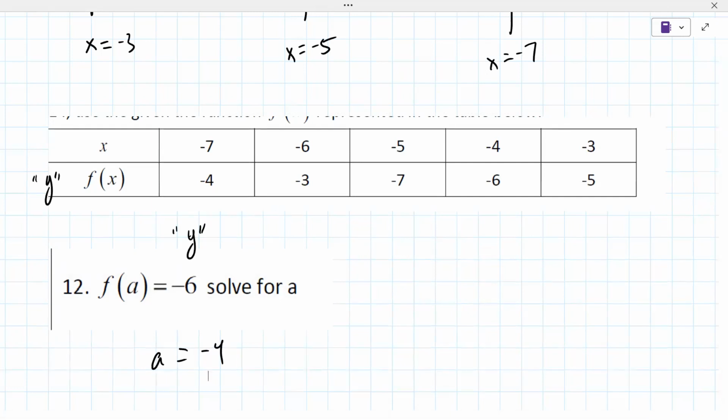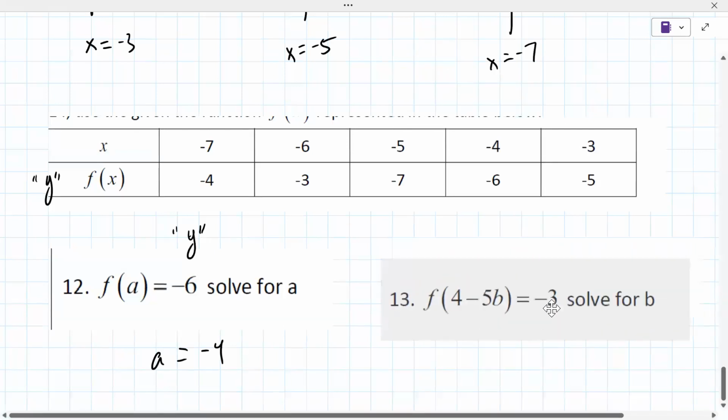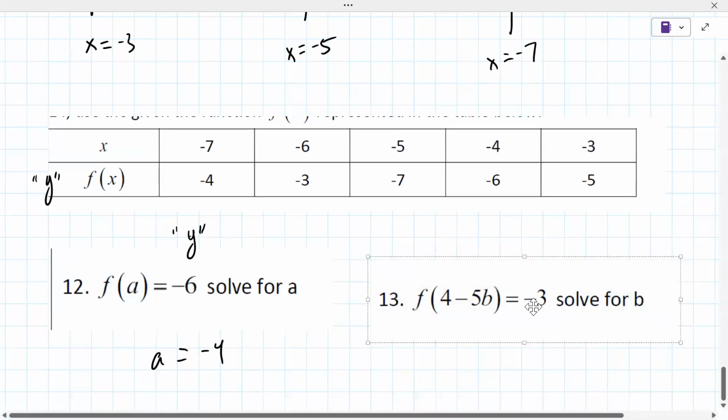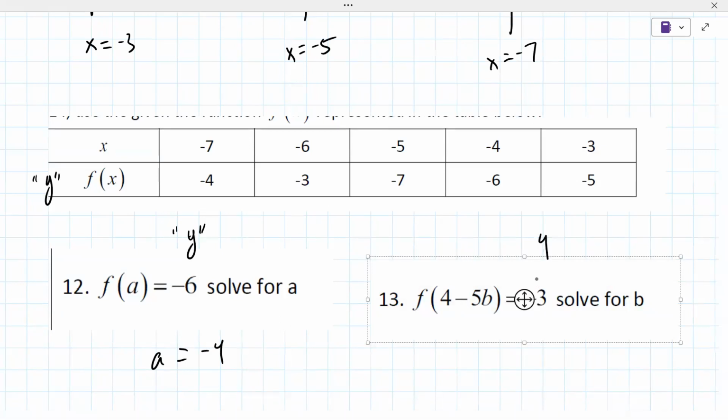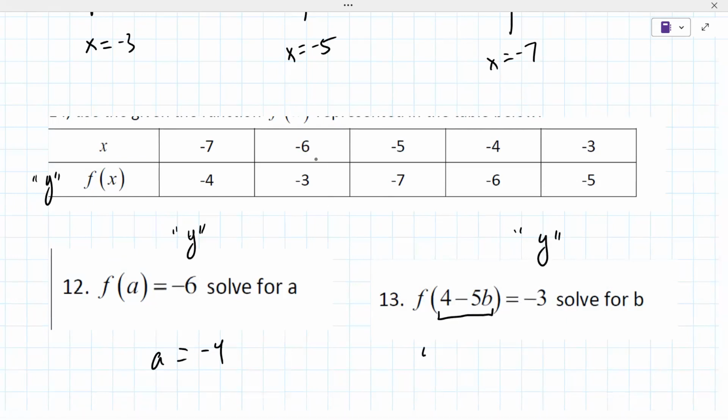Now for 13, I actually really like 13. I'm probably going to use that for a question of the day, which I'm going to get back to posting on my social stuff. Again, you've got to figure out where the y value -3 is, which is at -6. But what that means is this whole thing here, 4 minus 5b equals -6, like that. And then you have to solve for b. So it's like an additional step there.